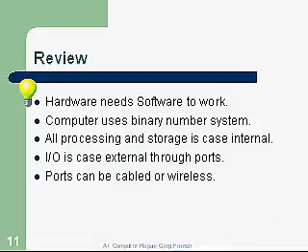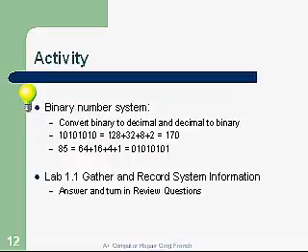Activities. We're going to do a binary numbering system activity. We're going to convert binary to decimal and then decimal back to binary. Here's a couple of examples. 10101010. That would be 8 bits or 1 byte. Looking at the values here, the first one here on the left has a value of 128. The second one would be 64. The next one 32, then 16, 8, and 2. If we add up the ones that are set with these values, we come up with 170.